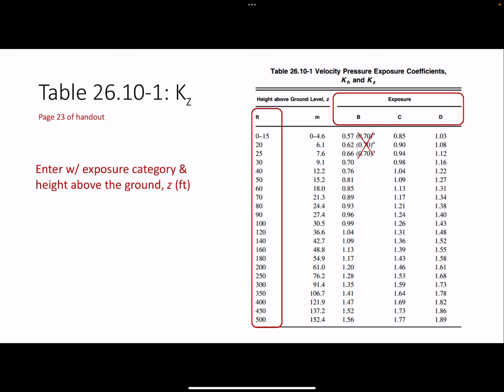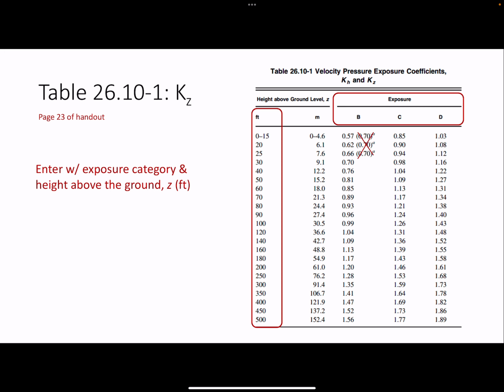All right, then KZ, right? This one's a little bit more involved, requires a little bit more effort to figure out. We enter this table using the height above the ground, which is going to be variable for your windward wall, and also with the exposure category, which we haven't yet defined.